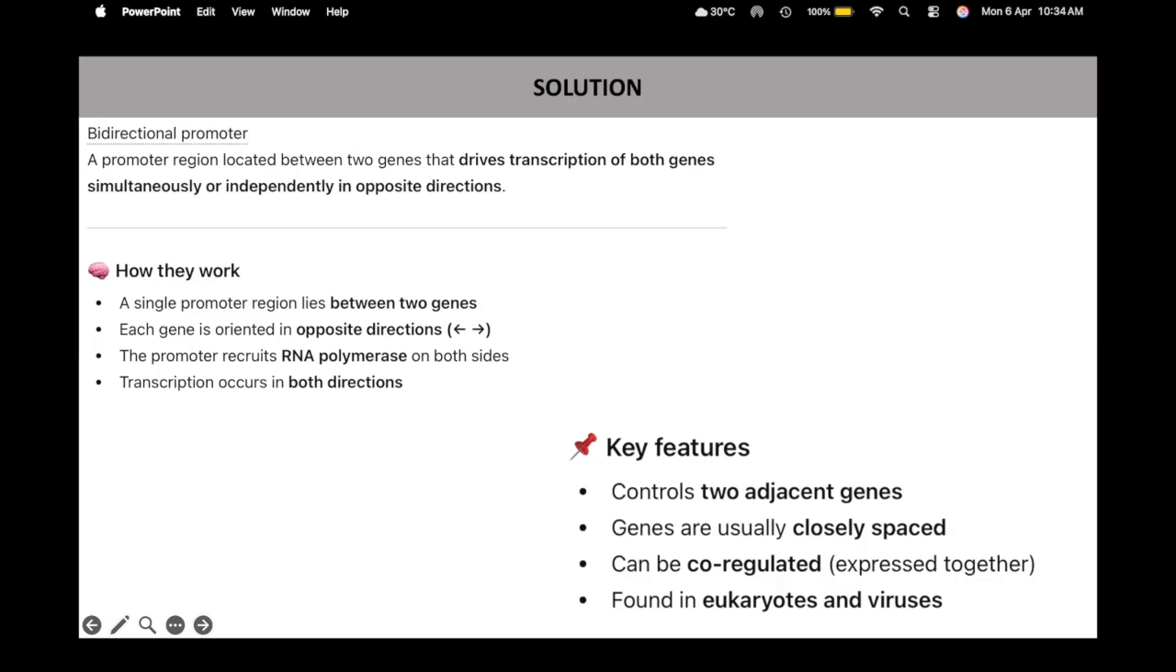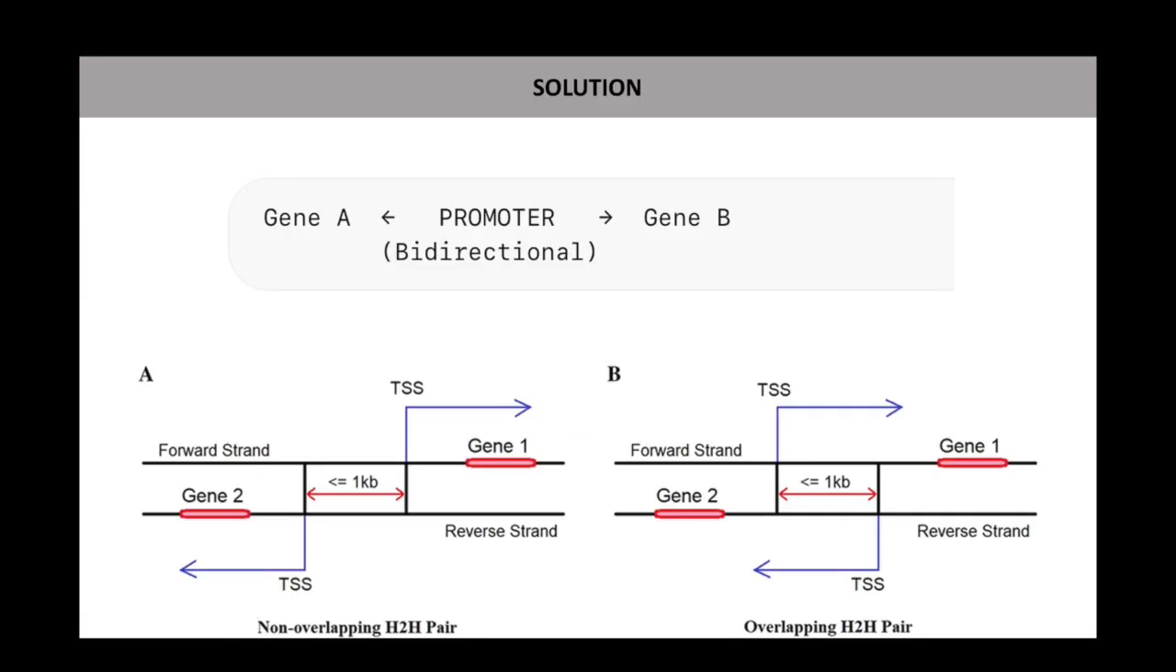Co-regulated means that both the genes can be driven, transcribed or expressed together. And this is mainly found in eukaryotes and viruses. This is a simple figure of a bidirectional promoter, with the promoter and, on both sides, the genes, gene A and gene B. So it can happen in both directions. For example, this part is the promoter region.